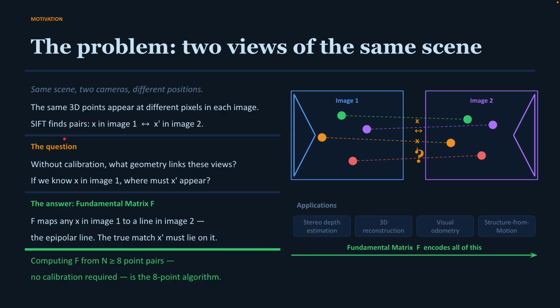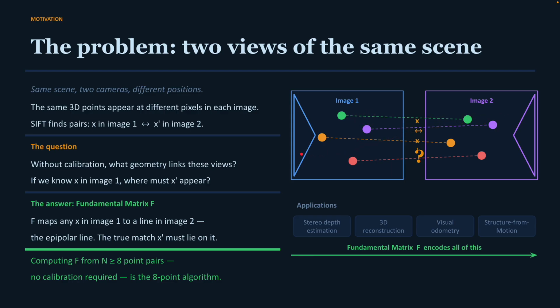So here's the setup. You take two photos of the same scene from different camera positions. The same 3D points show up at different pixel locations in each image. Using SIFT, we can find matching pairs across two images. The question is, without knowing anything about the cameras, no calibration, can we figure out the geometric relationship between these two views? Specifically, if we know where a point is in image 1, where must it appear in image 2?